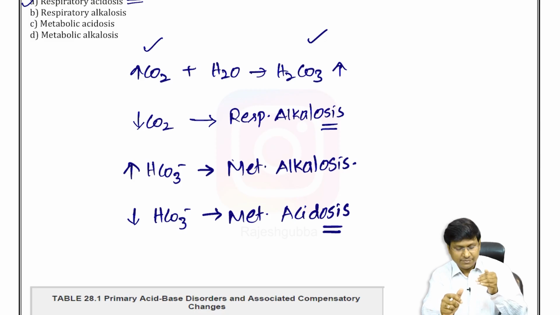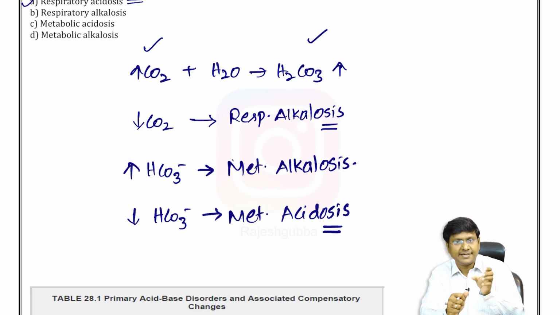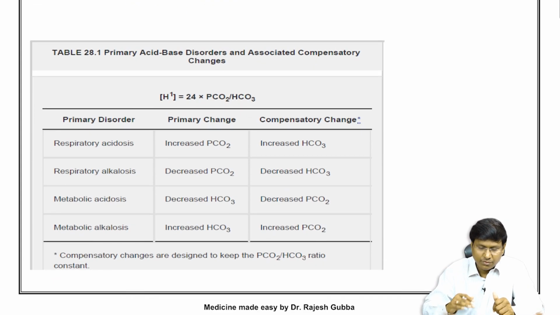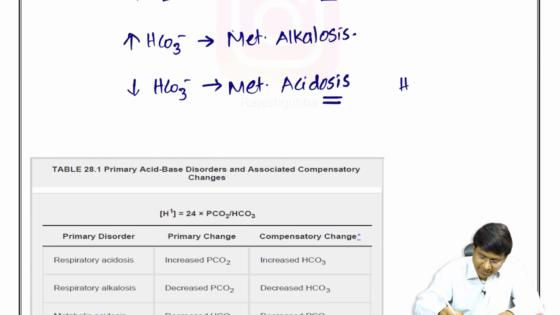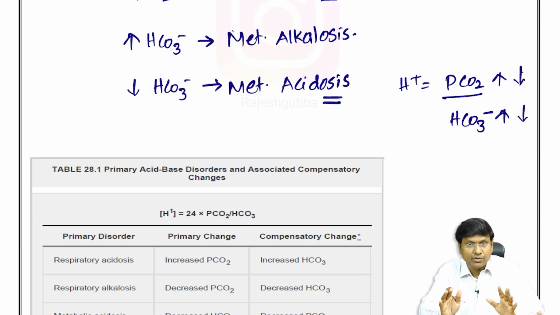So this is about the change in carbon dioxide as well as bicarbonate. If there is a change in carbon dioxide, that is respiratory. If there is a change in bicarbonate, that is metabolic, right? Now based on this, you need to know which is the primary disorder and which is the secondary disorder. Because what have we discussed? H plus ion concentration is equal to PCO2 by bicarbonate. So if bicarbonate changes, carbon dioxide also should change. Or if the carbon dioxide decreases, bicarbonate also should decrease. Then only the H plus ion will remain constant, right?